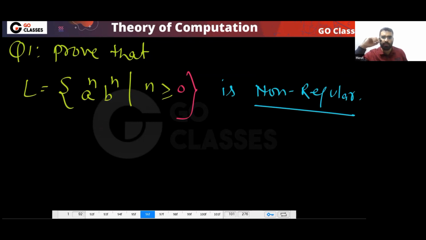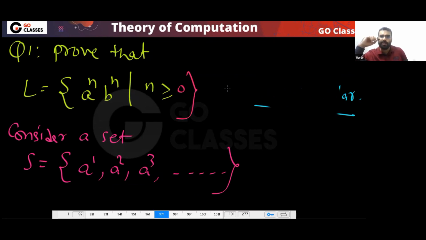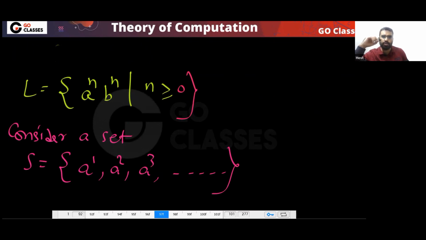Okay, so I want to prove that this is non-regular. So what I will do, randomly I am creating a set. Consider a set S. So consider this set: a power 1, a power 2, a power 3, and so on. This is an infinite set. Now tell me, is it possible? So let me assume there is a DFA. For a moment, assume there is a DFA.